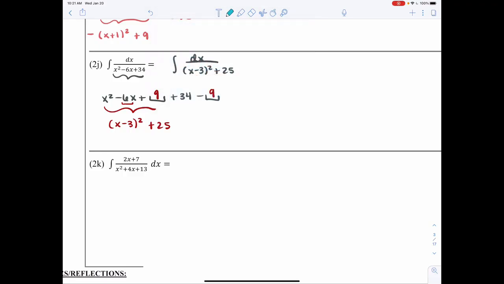Do you see it? What is it? That makes our u x minus 3. That makes our a 5, and it's an arctan. So I've got 1 over 5 arctan u over a plus c.